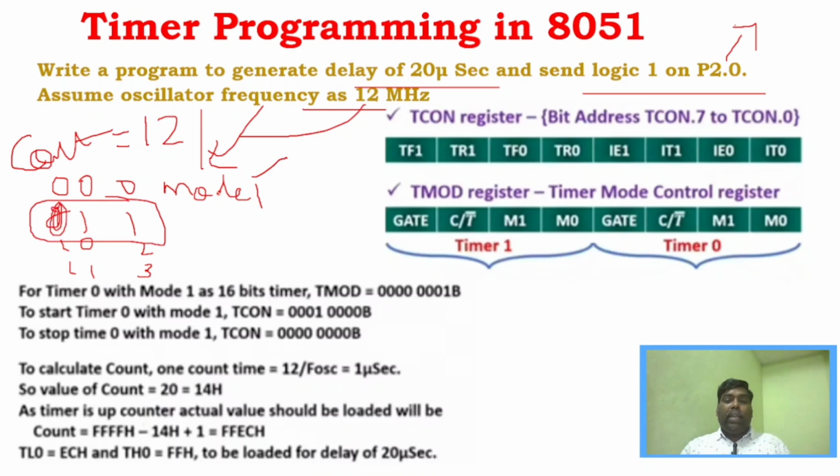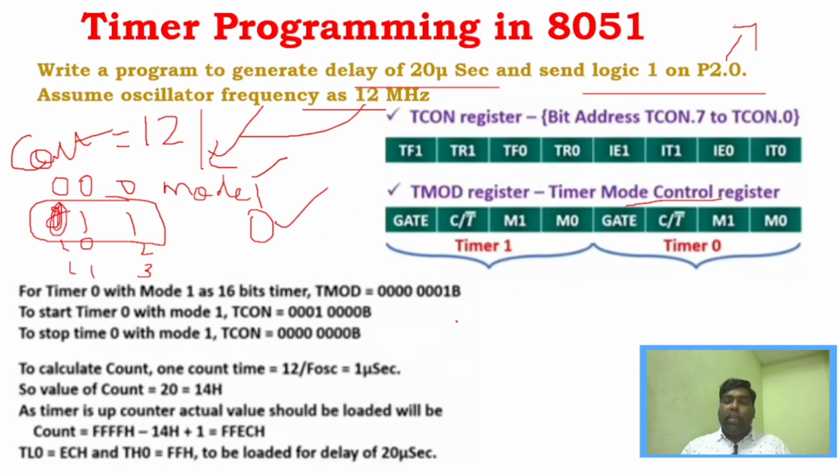So now understand that I'm going to use timer 0. First we will have to configure the TMOD register. Just listen very carefully. Now I know that I'm going to use timer 0, so I'm going to use only these bits. I'm least bothered about these bits, because I've determined that I'm going to use only timer 0.